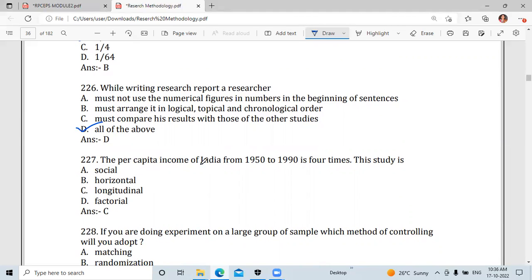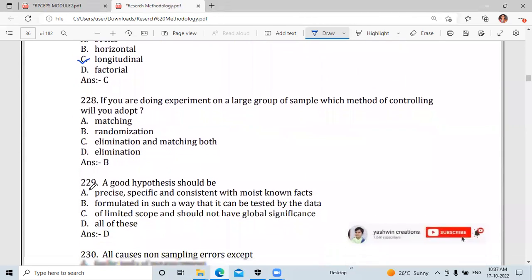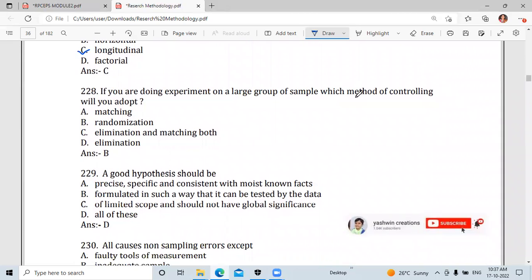The per capita income of India from 1950 to 1990 is 4 times. This study is a longitudinal study. If you are doing an experiment on a large group of sample, which method of controlling will you adopt? So, there is the randomization method.